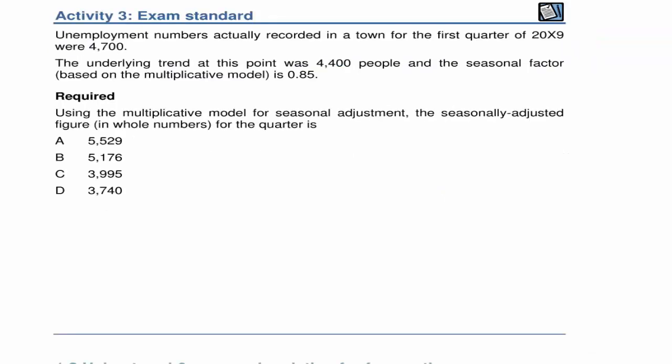So when you strip the impact of seasonality out of actual data, you're going to work back to a number that's close to the trend. But sometimes it's not going to be exactly the same, and that's what we're going to pick up in this activity. In this activity, we've got some actual numbers, 4700, and we're told the trend is 4400. But the difference between these two numbers may not be fully accounted for by seasonal factors. There might be some other factors going on here. Is that all seasonal?